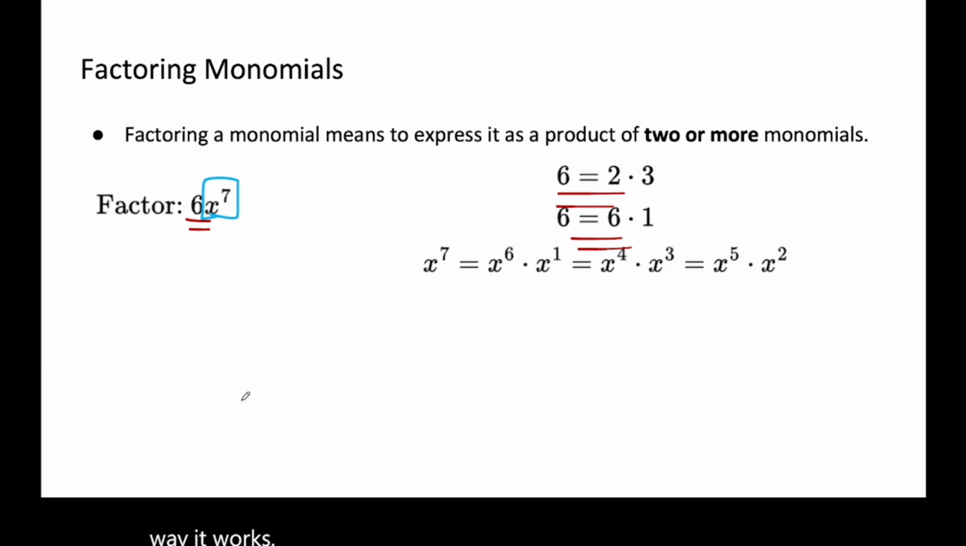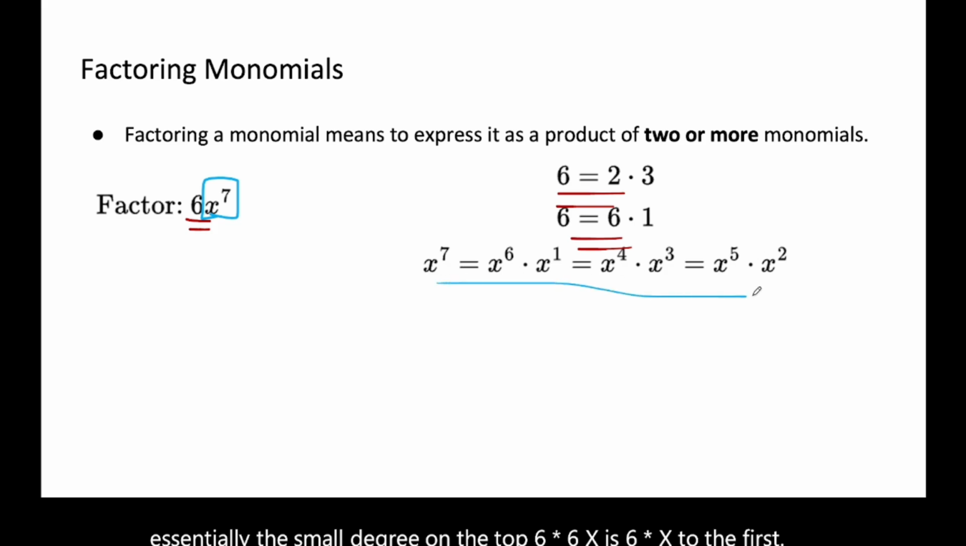This is essentially similar to how to multiply exponents. We're adding the small degrees on the top. 6 times 1, 6, x to the 6 times x to the first. You're doing 6 plus 1. So you're doing 4 plus 3, 5 plus 2. That's kind of what we're seeing here in that case.